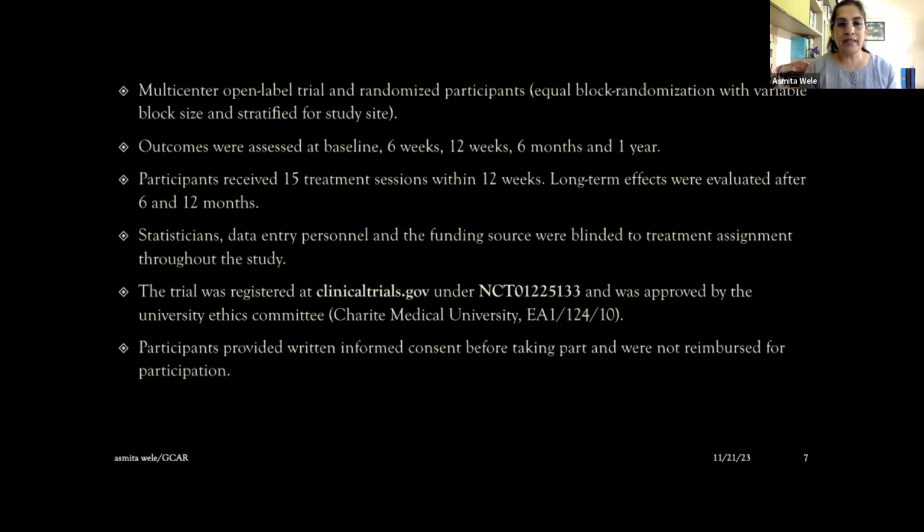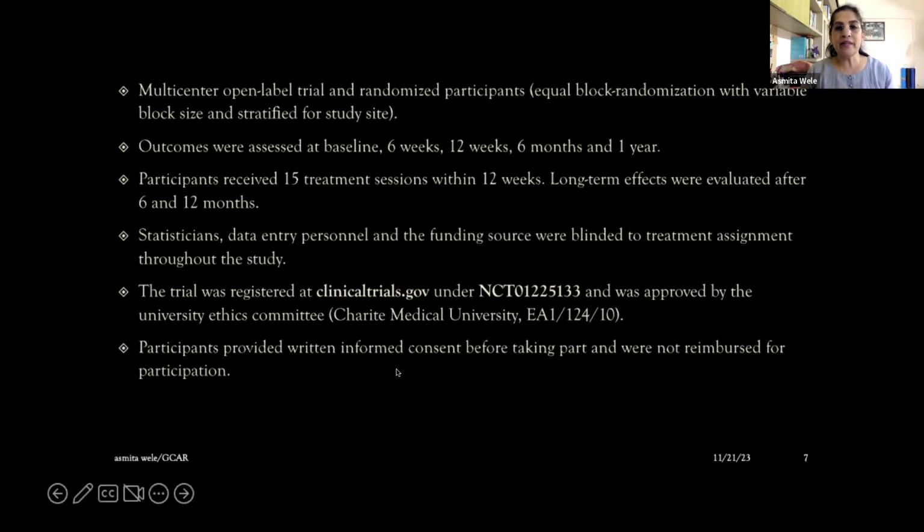The trial was registered at clinicaltrials.gov under NCT, this is the number, and it was approved by the University Ethics Committee, Charité Medical University. The ethics approval number is given. In many of the trials which we do in India, maybe in institutes or academic institutes mostly, we have been practicing registration at CTRI, and we have been practicing getting ethics committee approvals, but sometimes we miss mentioning it in the trial reporting, so this must be done.